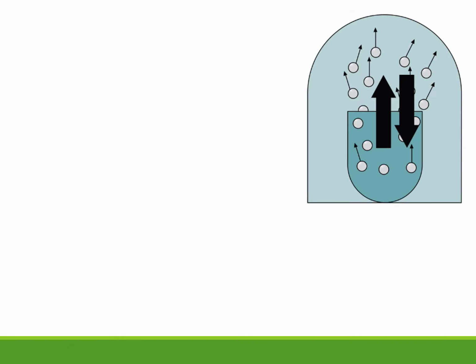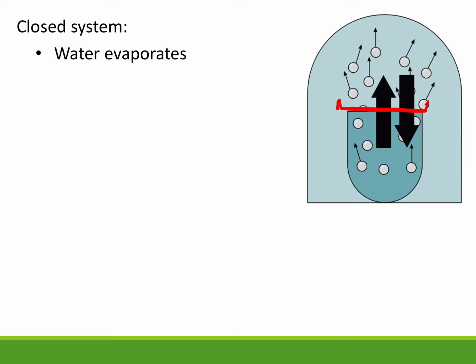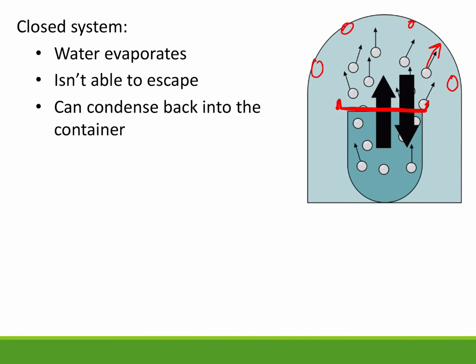If I close the system, okay, and probably would have been better just to put a lid on there rather than put a bell jar over it. It doesn't matter. We close the system. Water evaporates at any temperature. That's what's going to happen. But it's not able to escape. So that means water is becoming a gas, but because condensation can happen within the system, it can go back into the system or into the container. So we're not losing anything.